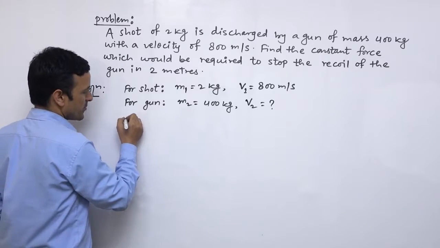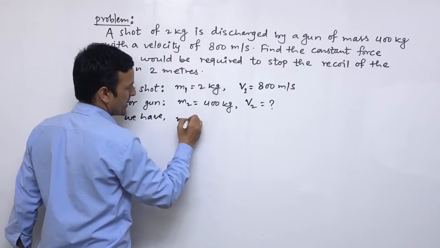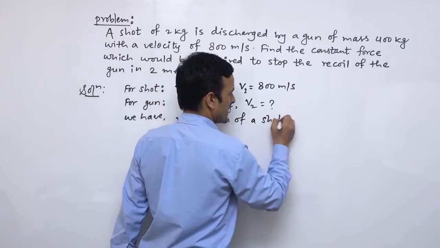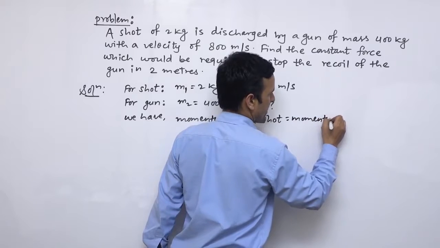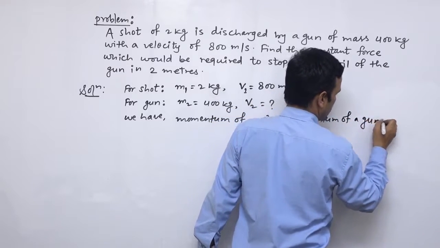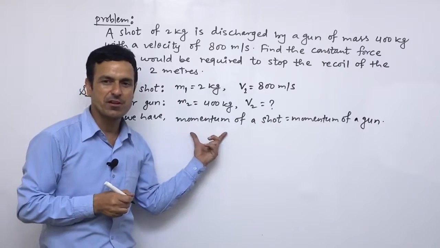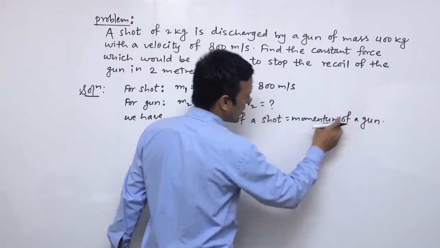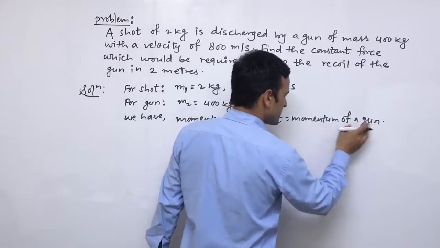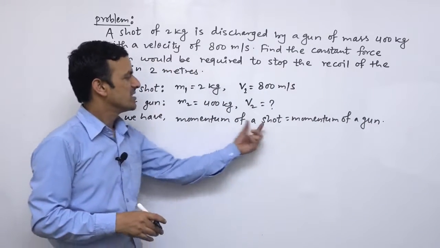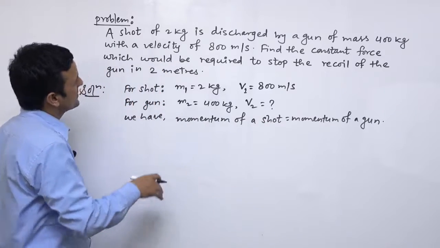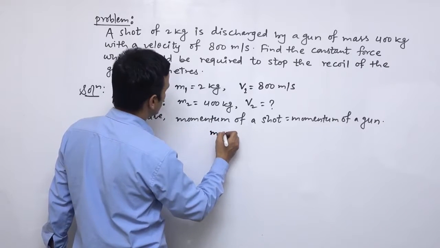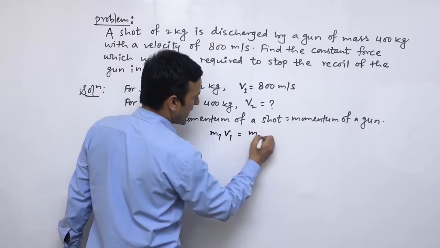So we know that momentum of a shot is equal to momentum of a gun. This is the rule by the principle of conservation of linear momentum. So the momentum of the gun before using and the momentum of the shot after using the gun is always equal. So momentum means it is m1 v1 is equal to m2 v2.